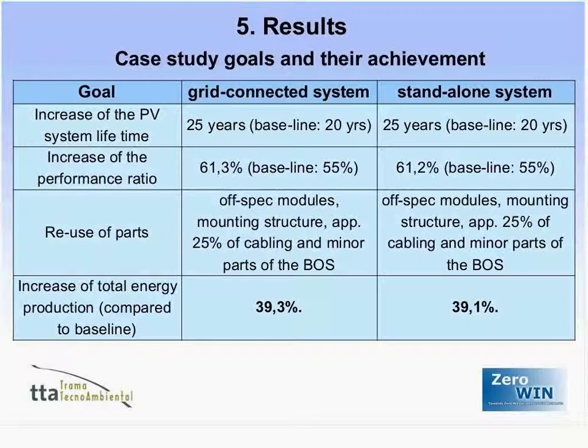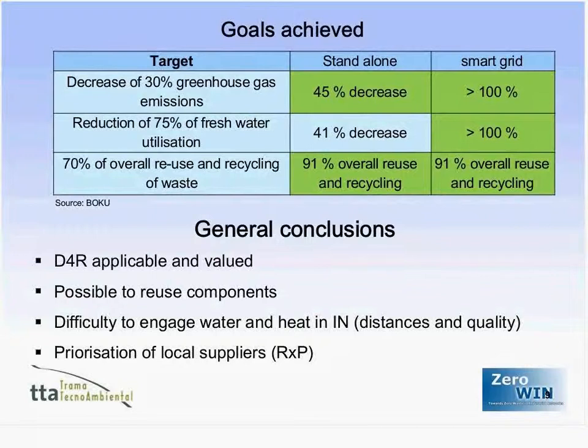In this table you can see the results we've achieved. We are quite happy. As I said, the baseline in PV systems was quite tight already, so it was not easy to improve on it, but we managed to do so, and we are particularly happy about the increase of the efficiency and the performance ratio, in both configurations, the standalone and the grid-connected or smart grid configuration.